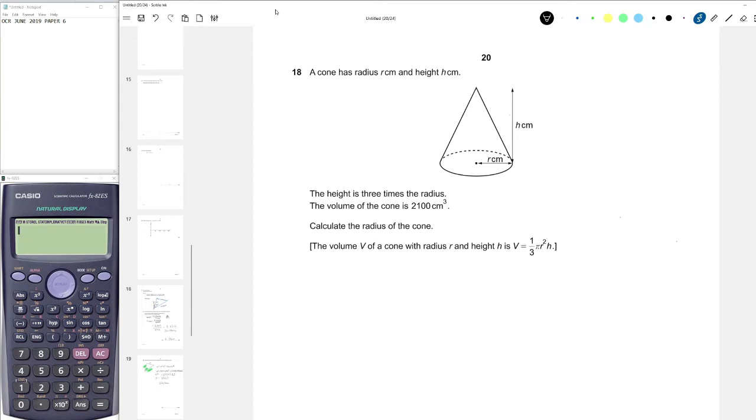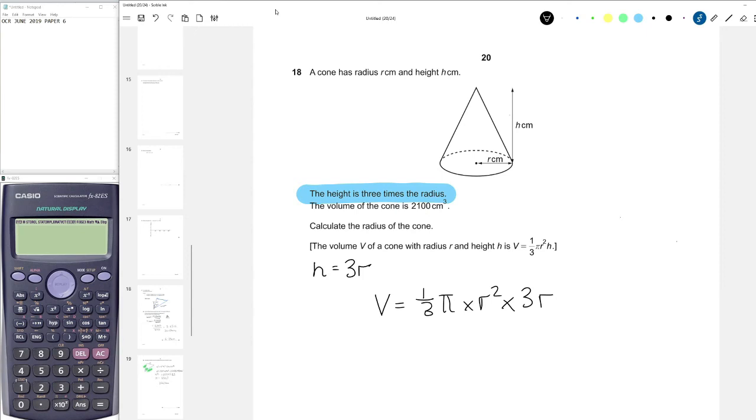So, the first thing I'm going to do is take advantage of the fact that it tells me the height is 3 times the radius. So I'm going to set an equation that says the height is 3r. Now I'm going to substitute my value of h for 3r into my formula for V. So I would get V equals a third pi times r squared times 3r.